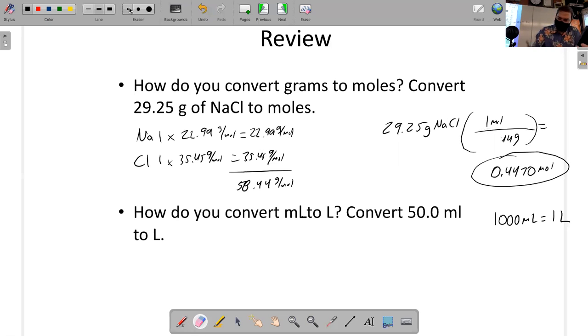58.44. Let's see. There we go. Like that better? All right, about a half mole. 0.505 moles. 58.44.